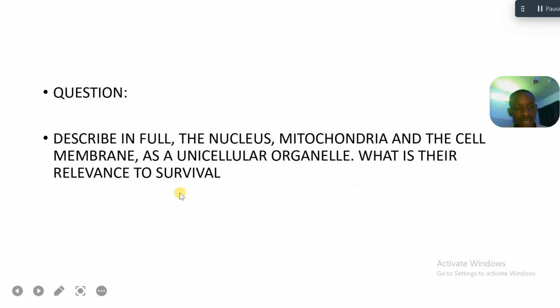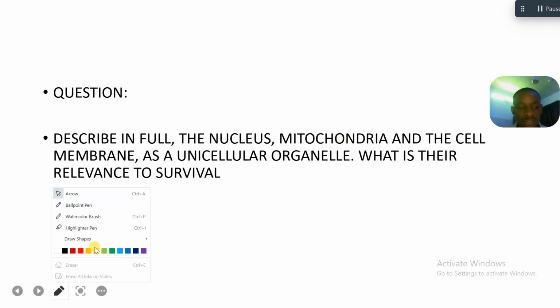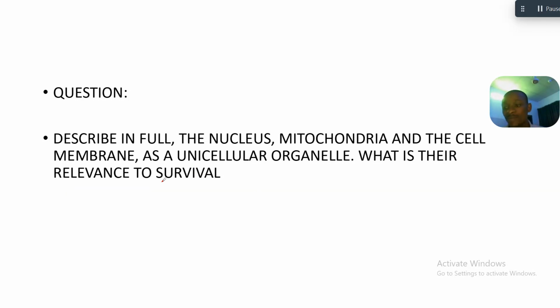Good day, guys. We are back on our physiology exam questions, and this question is quite a long one, but a very simple question, right? It's just bulky. The question just looks bulky, but it's a very cheap question. Now they said that in this question, describing food are the nucleus, mitochondria, and the cell membrane as a unicellular organelle. All right. Now, what is their relevance to survival?